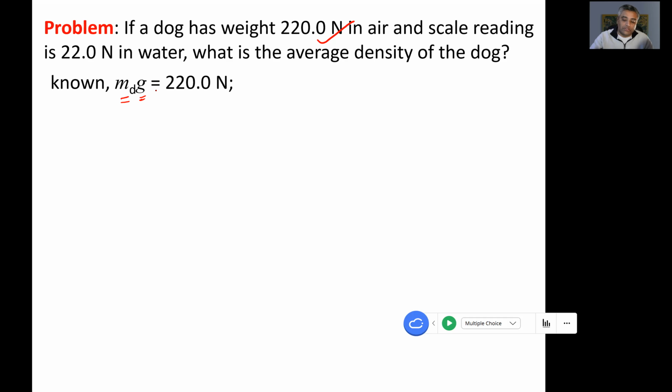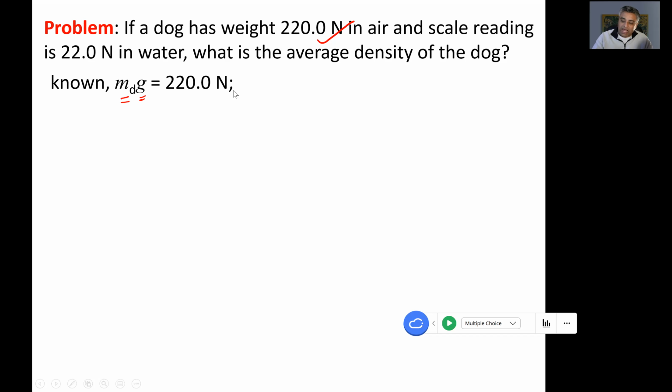And the reading is 22 Newton. So it went from 220 to 22 Newton. So that means the buoyant force must be the difference between these two, isn't it? So why is the reading changing? Because we are getting help from the buoyant force. So the difference is the buoyant force here. And we can show that by making a free body diagram.